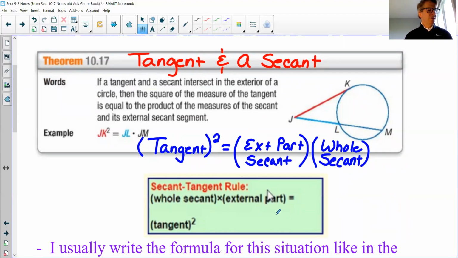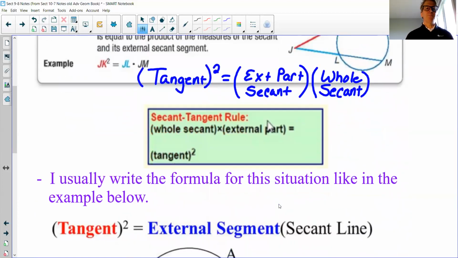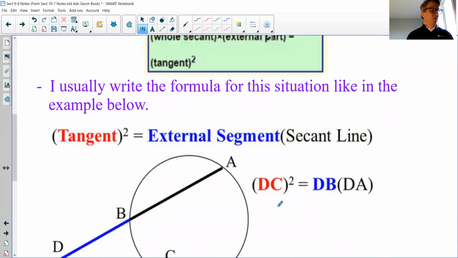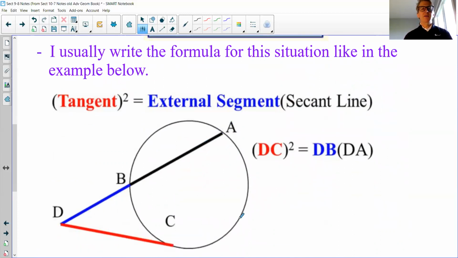So you guessed it, we have some good examples to help you with this theorem. So here's a good note. I usually write the formula for this situation like in the example below. The tangent squared is equal to the external segment times the secant line. Okay, so lock in on this. DC squared is equal to DB times DA, the entire piece.